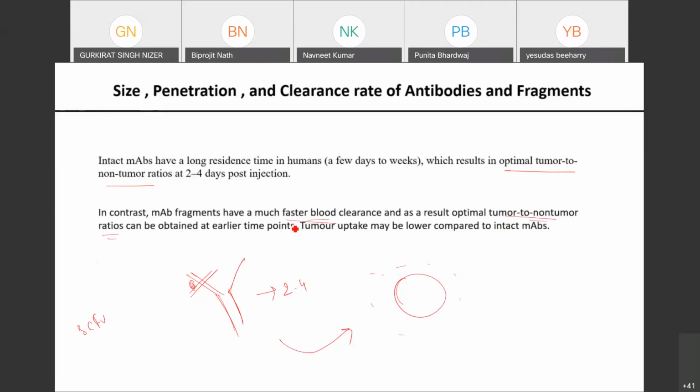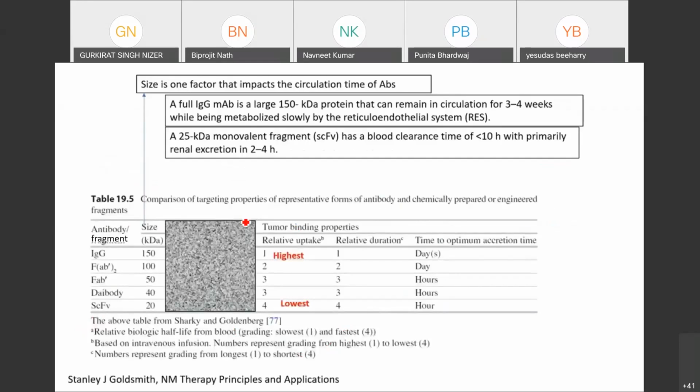For the intact one, they have a larger molecular size, about 150 kilodaltons, and for fragments it is much less. The intact antibody has the highest tumor uptake, but it takes a higher number of days to get this uptake, about 2 to 4 days. For fragments, the uptake is very quick. Tumor uptake is quick, taking only hours.